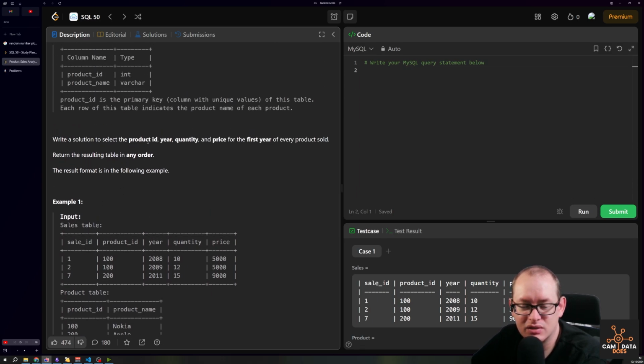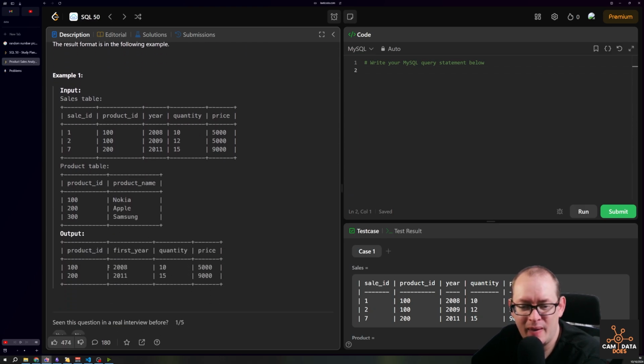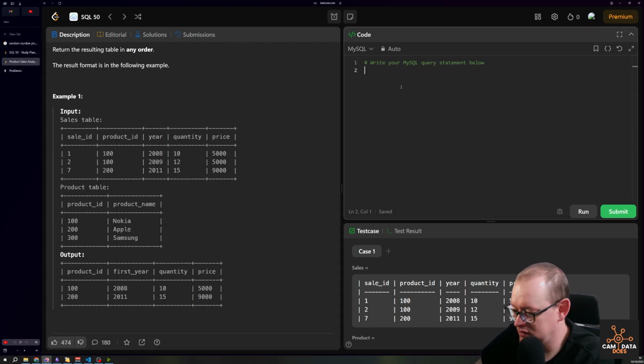Write a solution to select the product ID, year, quantity, and price for the first year of every product sold. So we want to find the first year, product ID. I don't need the product name here. So I might not have to join this table. I don't know. Let's take a look at it.